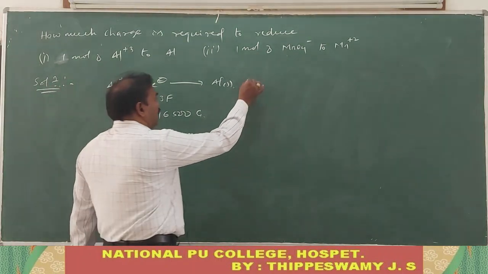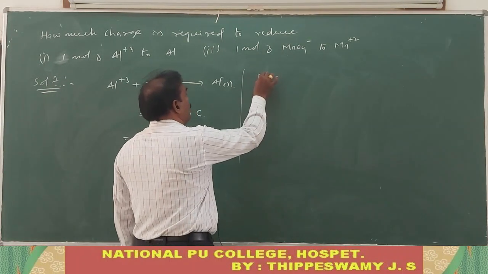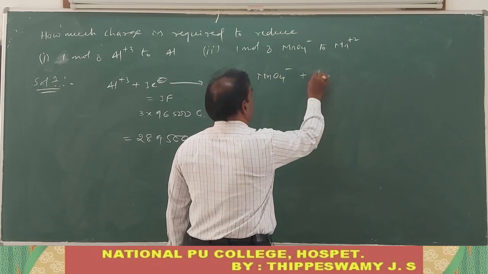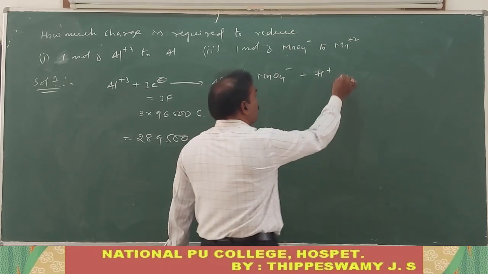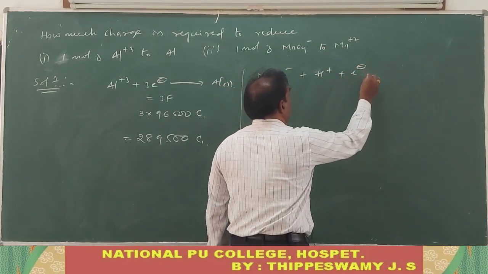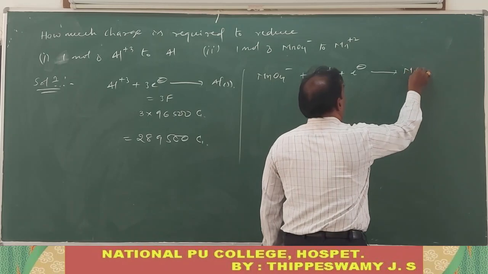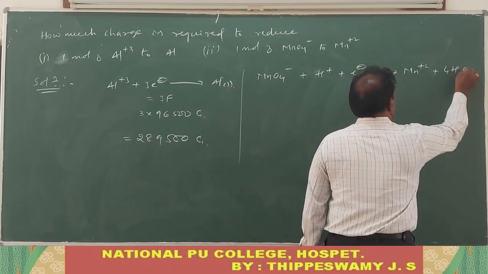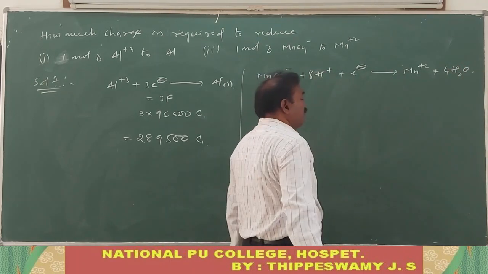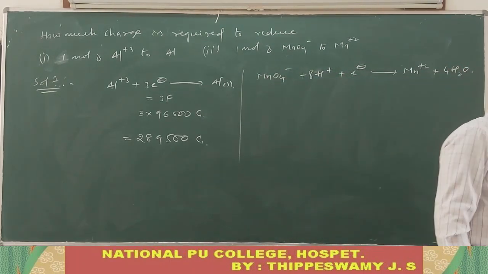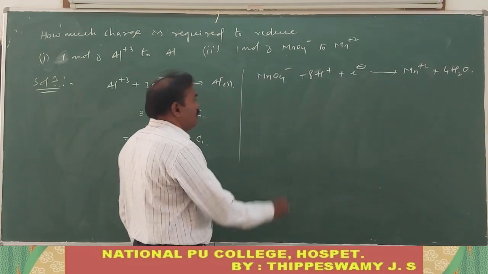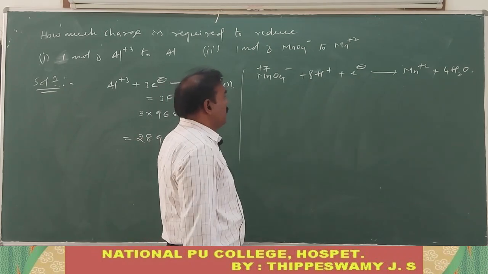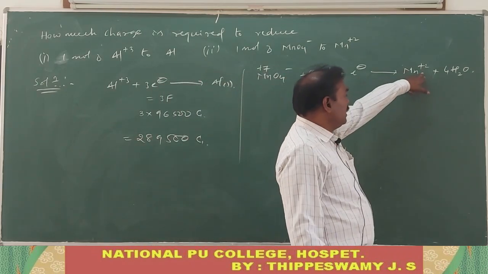Okay, regarding the second one we can take MnO4 minus, and then H plus in acid medium we can take. And then electrons will be there. And it is converted into Mn plus 2 and then H2O, that is 4 moles of H2O, so here now we take 8 moles of H plus ion. Following all of you? And now, charge on the manganese is what? This is plus 7 only.